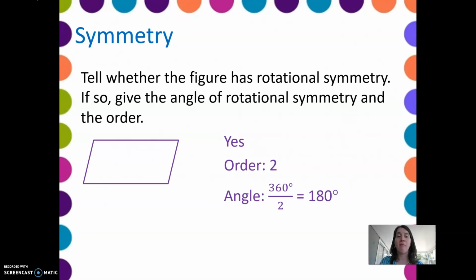Now please note, if I were to put a tree in the middle of that parallelogram and I were to turn it upside down, well then the tree would have been upside down as well, so then it would not have rotational symmetry. It would just have to be the parallelogram like I have up here on the screen, just a blank parallelogram. If I have something on the inside, it's still got to be the same as I flip it around in our picture.